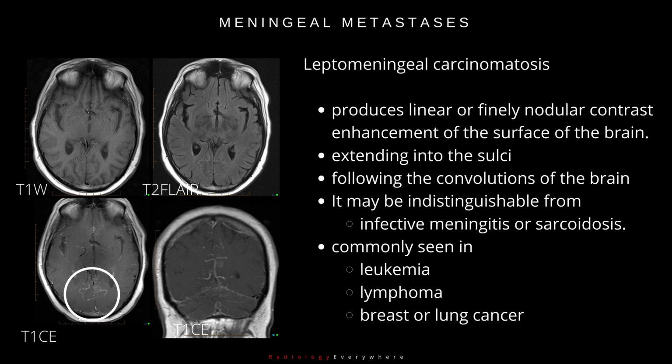When considering leptomeningeal carcinomatosis, they produce linear or finely nodular contrast enhancement of the surface of the brain. They extend into the sulci and follow the convolutions of the brain. It may be indistinguishable from infective meningitis or sarcoidosis. It is commonly seen in leukemia, lymphoma, and breast or lung cancer.